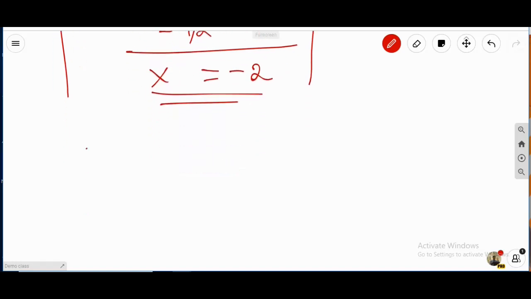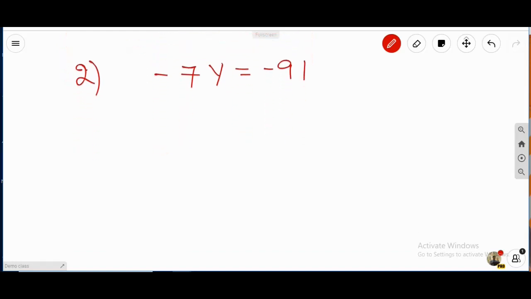And let me pick problem number 2, where I have negative 7y is equal to negative 91. So here it is a multiplication problem, negative 7 times y. But I do know that there is a possibility of confusion because you see a negative sign in front of 7. Sometimes we may think that we have to add 7, but that is not true because it is negative 7 times y.